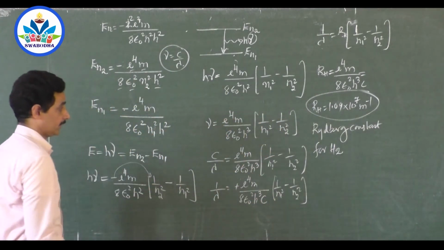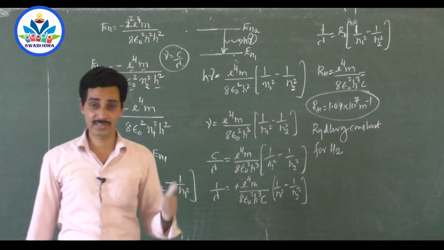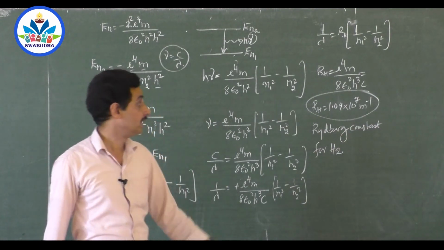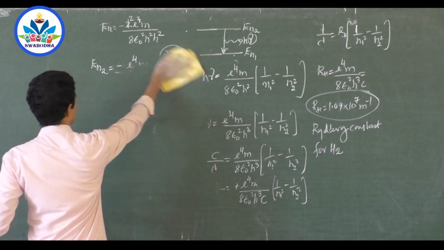Now, shall I take that formula? Hope you have understood this. This is another derivation. Radius derivation, energy derivation, wave number. That 1 by lambda is called wave number. What do you mean by wave number?